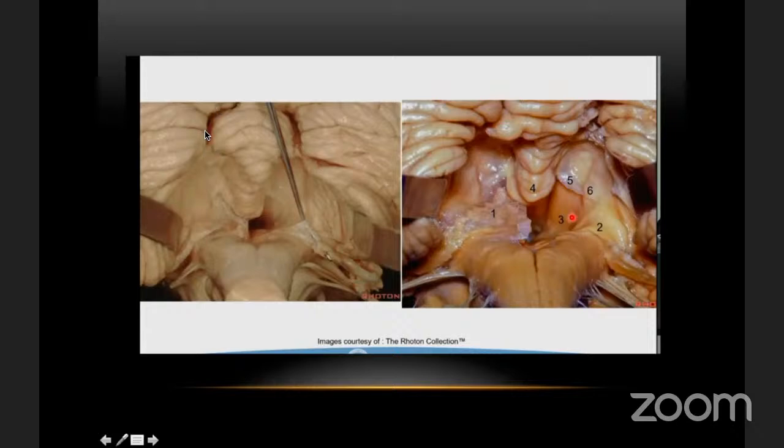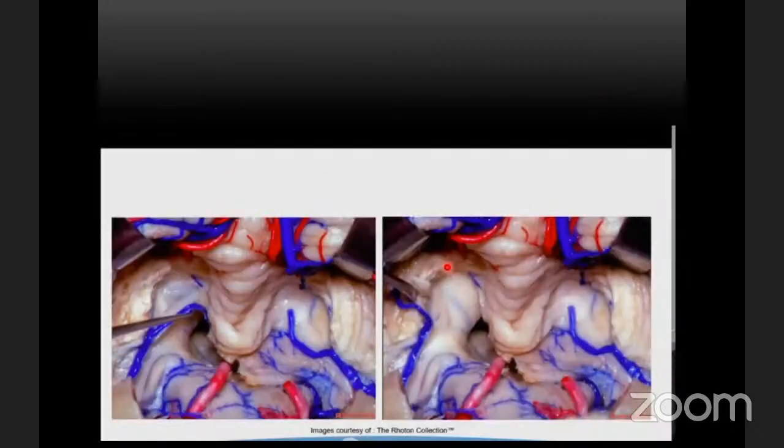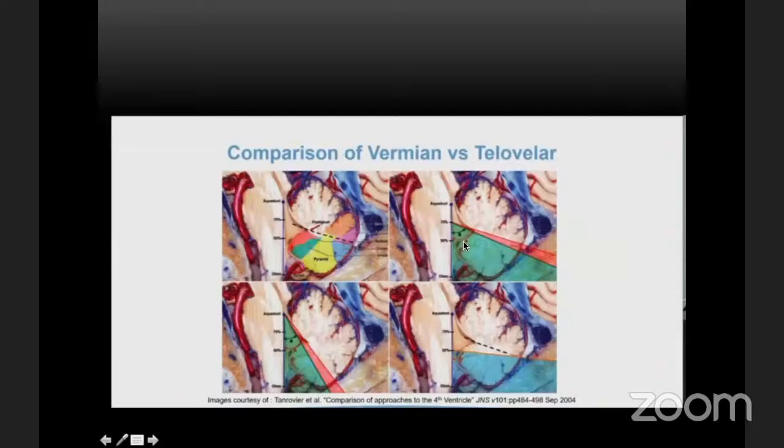And you go through these fissures, you retract these structures, then you gain access to the fourth ventricle. What you notice in this picture is that regardless of the approach you take, whether it's transvermian or telovelar, the access is similar. You get the same access going through the vermis or through the telovelar approach. Both approaches offer the same kind of craniocaudal access, so the superior to inferior access is similar in both.